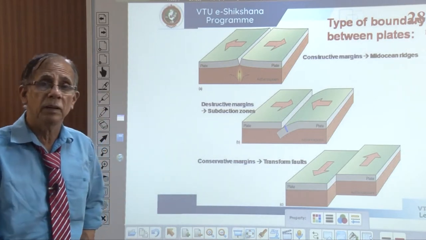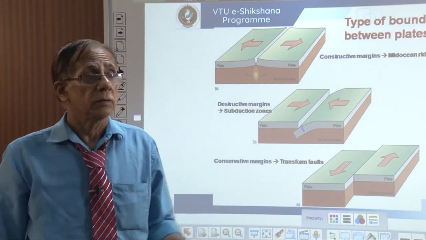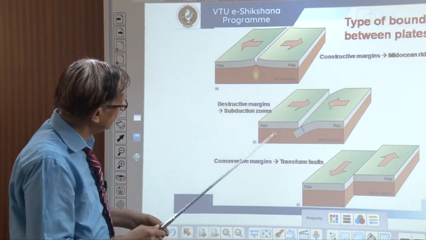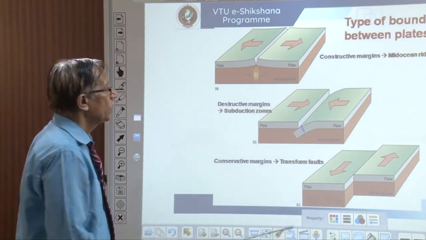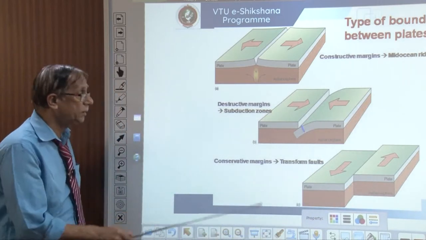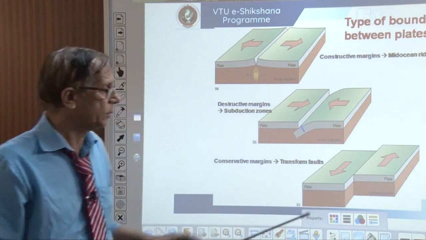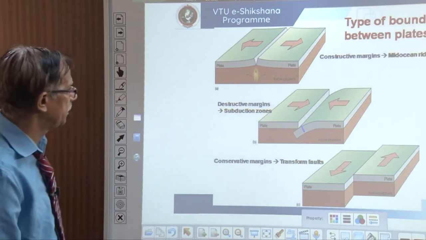This commonly happens in the interior of the plate. I said the interior of the plate is not 100% free from such destruction. It is not 100% free from earthquakes or volcanoes. This can also happen. Generally, I'm not saying 100%, but generally these things do happen in the plate interior.